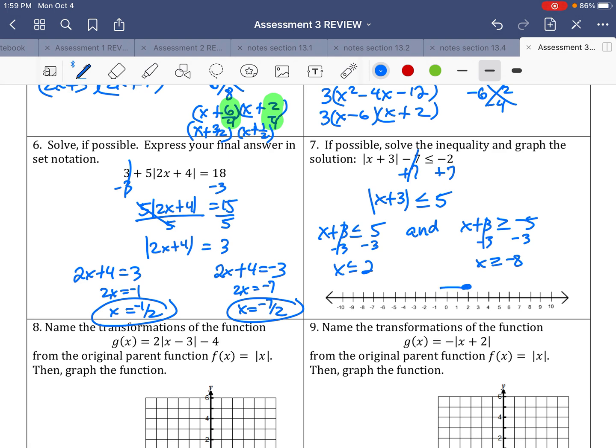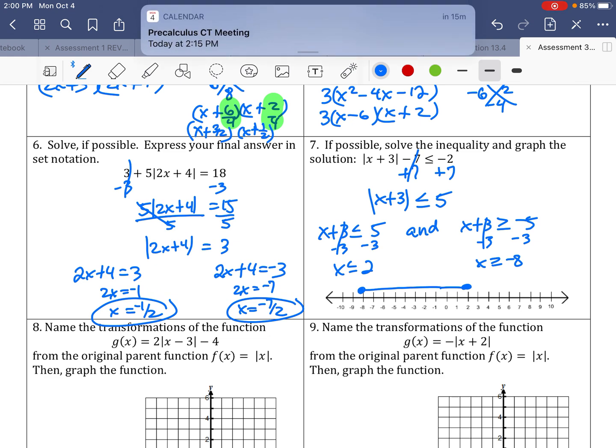So less than or equal to 2 goes to the left, greater than or equal to negative 8 goes to the right, so they meet up. And there we go.